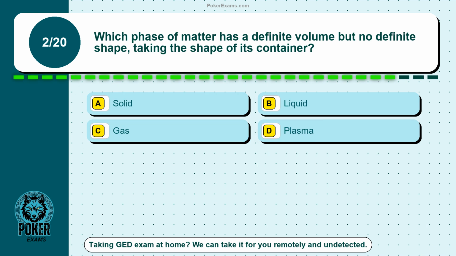Question 2. Which phase of matter has a definite volume but no definite shape, taking the shape of its container? Option A. Solid. Option B. Liquid. Option C. Gas. Option D. Plasma.